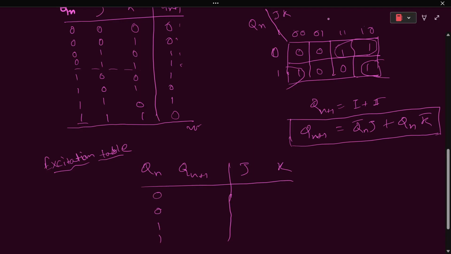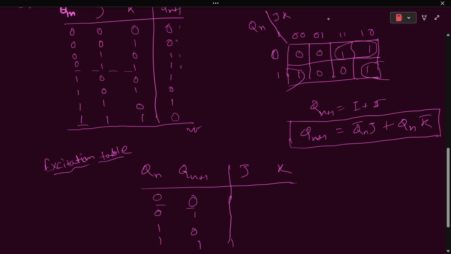0 0 1 1 0 1 0 1. This is J, this is K. So first is Q, and Qn plus 1 is 0. So what will be the power? We must find out the value of J and K. So to find out, we need to use the characteristics table of JK flip flop.